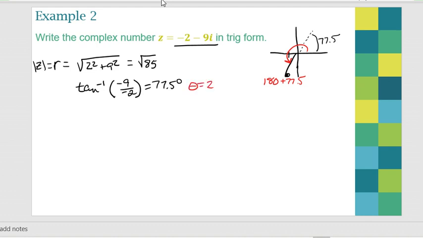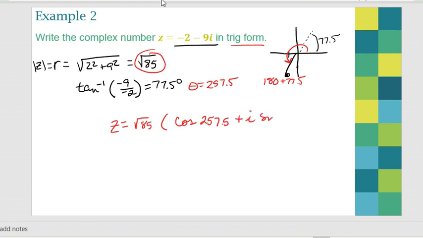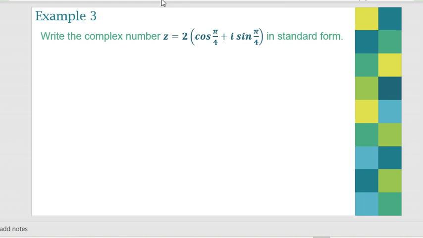So theta is 257.5. So if I'm going to write this in trig form, go back to the paper if you need to, but z is equal to this piece, square root of 85, times cosine 257.5 plus I sine 257.5. And the bell just rang and I'm going to try to finish.